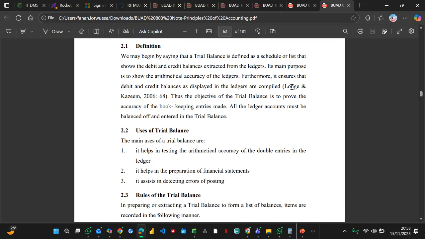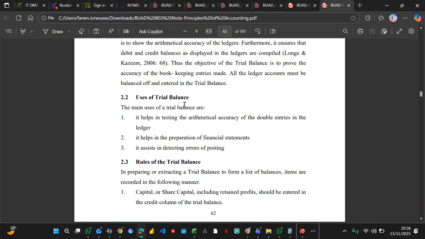Now, its main purpose is to show the arithmetical accuracy of the ledgers. Furthermore, it ensures that the debit and credit balances displayed in the ledgers are compiled. You understand? So Kazina learned in 2006, they actually said this. The objective of the trial balance is to prove the accuracy of whatever you are entering in your ledger. That is what it means. So we'll look at it together.